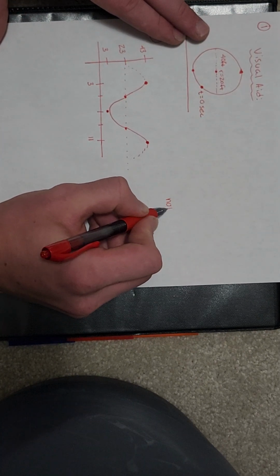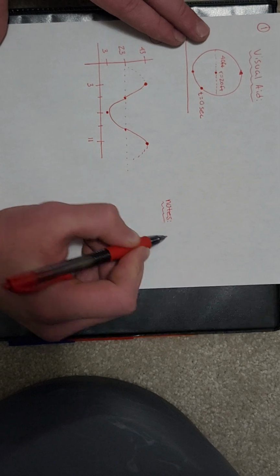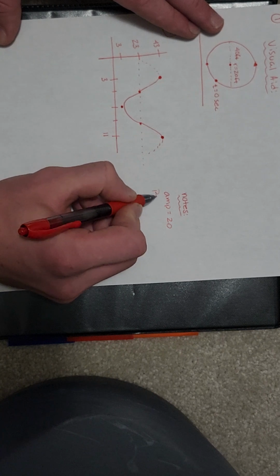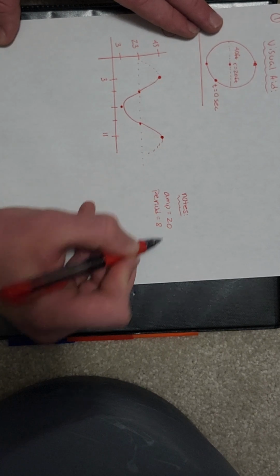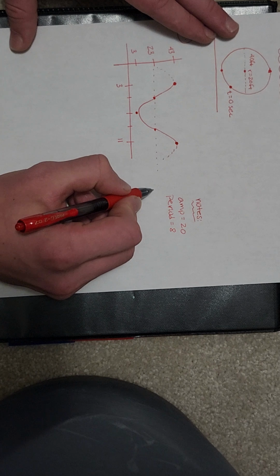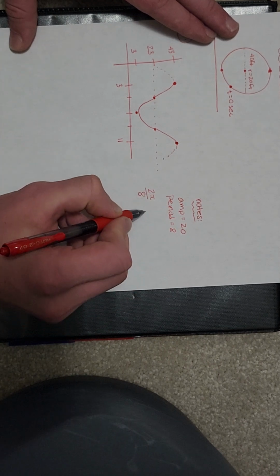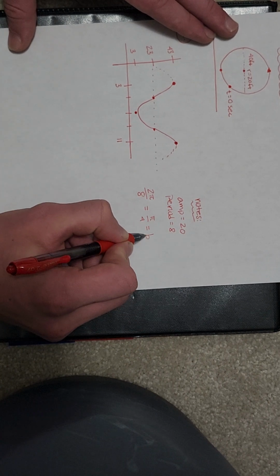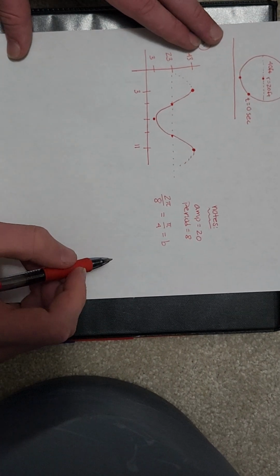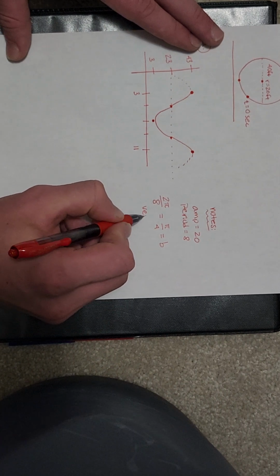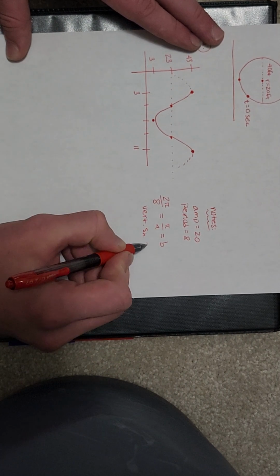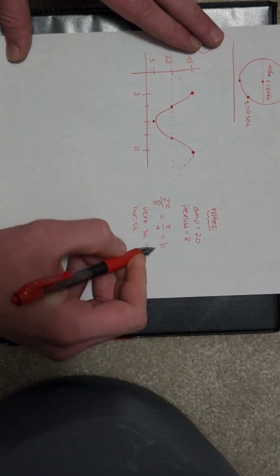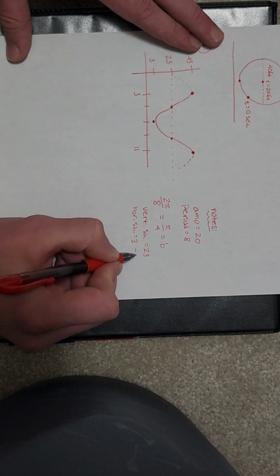Just some notes to write down is that the amplitude would be 20 feet, in fact. The period is 8, which then we can use to find our exact B value that we would use to plug into the exact equation, which we will see is going to be handy for the next part. And we know that the vertical shift is equal to 23 feet, and the horizontal shift is going to be 3 to the right.